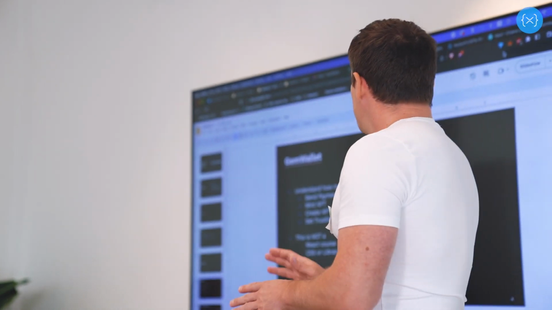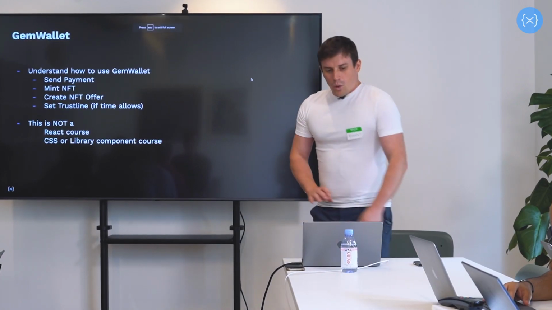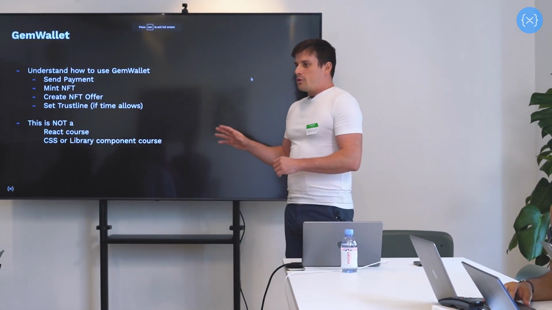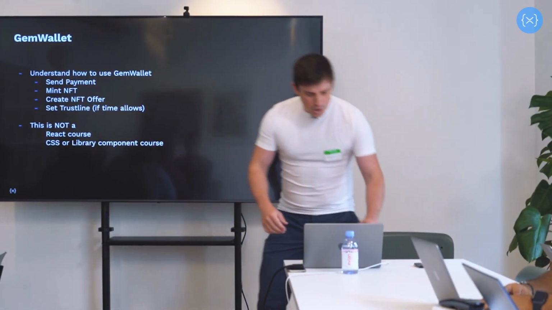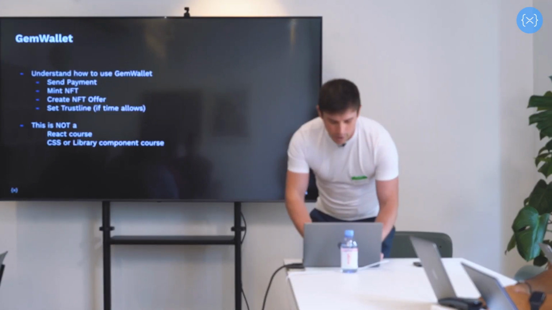All good? So what I want you to do, let me also put this on the big screen, that will be better. Before we start coding, let's go to the Faucet, like we did yesterday, to create a new testnet account. And then we'll use that account inside GemWallet. So Gregory, let me show you quickly because you were not here yesterday.